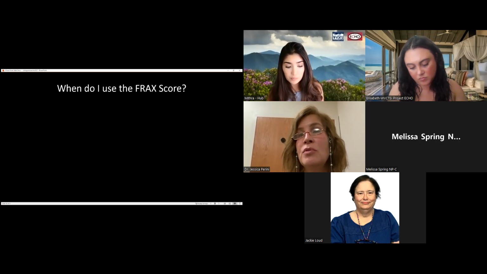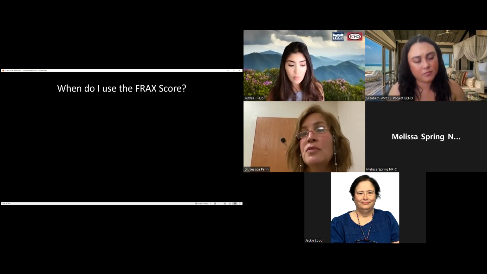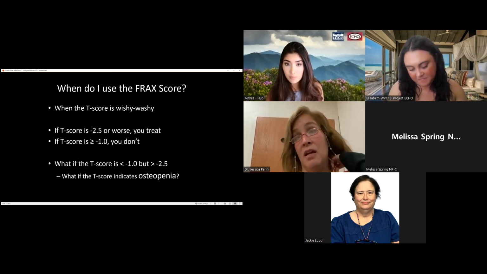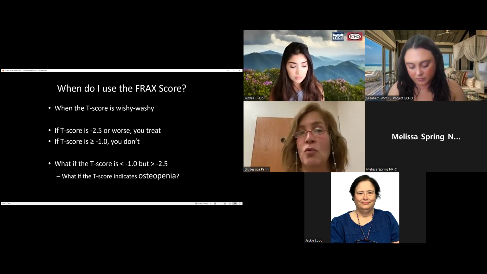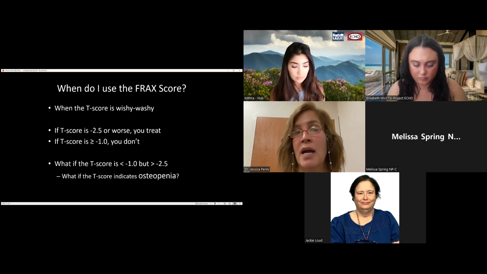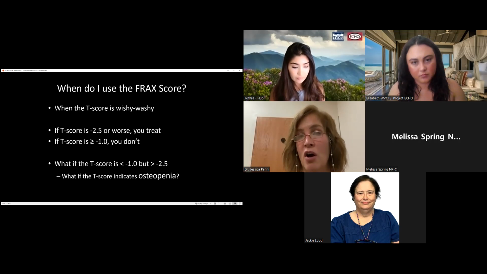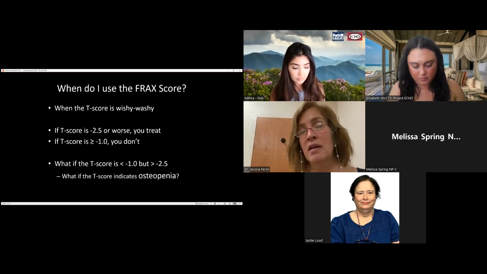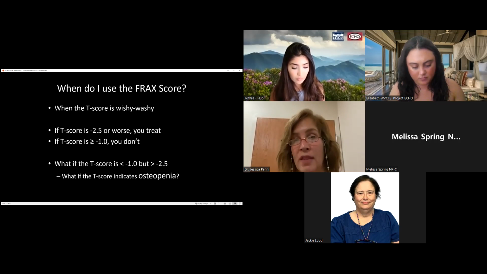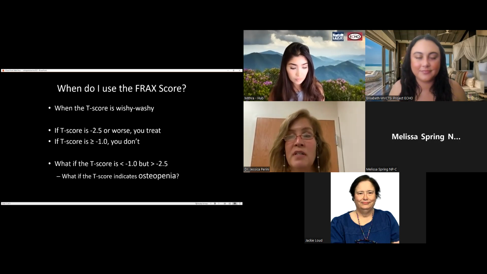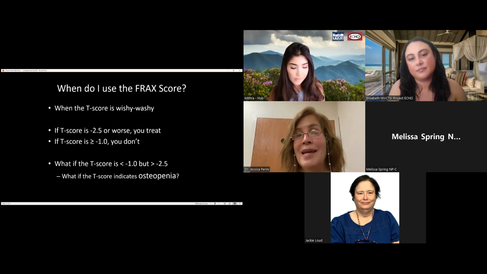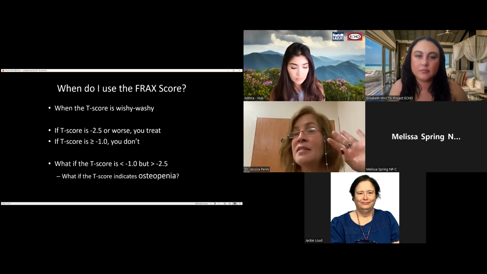Okay, so when do you use the Frax score? You use it when, next slide, the T-score is wishy-washy, okay? So if your T-score on your Dexa scan says minus 2.5 or worse, you know that that's osteoporosis because we're all taught that that number means osteoporosis and you treat them with osteoporosis medicine. On the other end of the spectrum, if the T-score is greater than or equal to -1, that is normal bone density and you don't need to treat them.